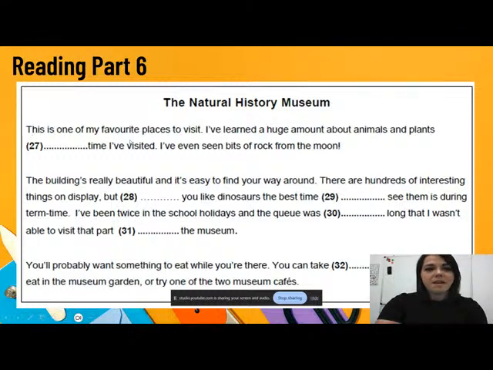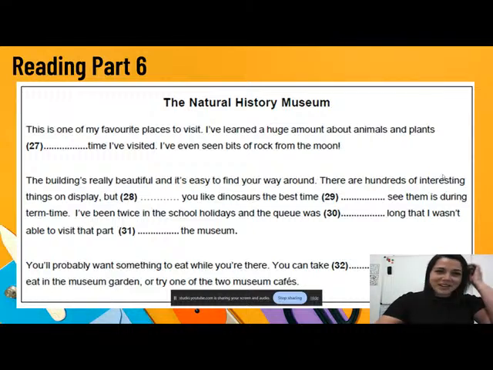This is one of my favorite places to visit. I've learned a huge amount about animals and plants each time I've visited. I've even seen bits of rock from the moon. Any ideas? Come on, guys. I'd love to hear from you. I feel so lonely here just talking to myself.